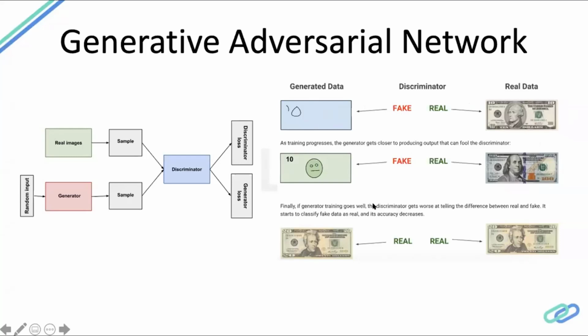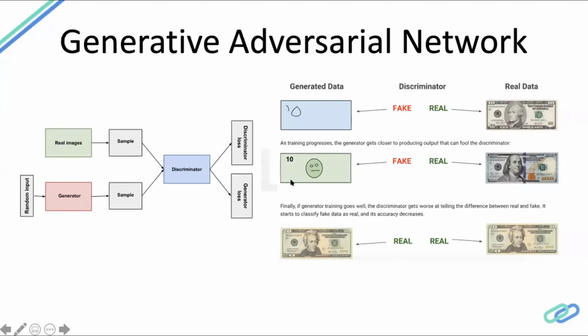Finally, after tons of these iterations, the generator is actually able to generate something which is more realistic, and then it gives you this $20 note, and it's able to fool the discriminator, and the discriminator thinks that whatever was generated by the generator is real as well.